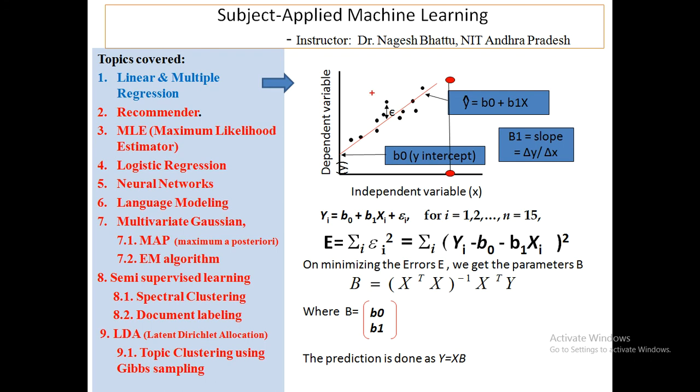These topics are mainly linear regression and multiple regression, recommender system, maximum likelihood estimation, logistic regression, neural networks in brief, language modeling, multivariate Gaussian, and semi-supervised learning, having an example with spectral clustering for document labeling, and LDA, that is latent Dirichlet allocation, with an example of topic clustering using Gibbs sampling.